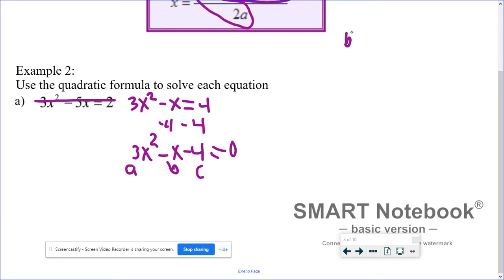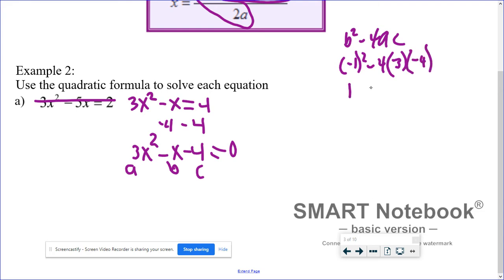I still like to find the discriminant first. I'm not going to substitute everything into the entire formula because I'm going to work with just this part first anyway. And then we can build the rest of the formula around it. b is -1. So you end up with -1 squared minus 4 times a, which is 3, times c, which is -4.